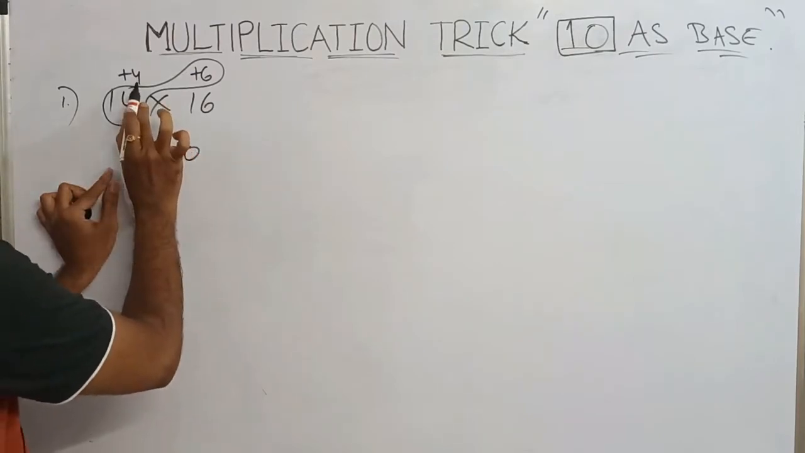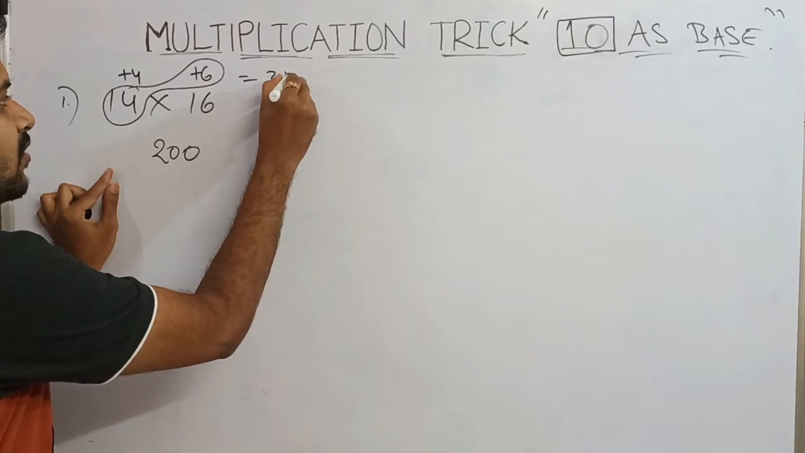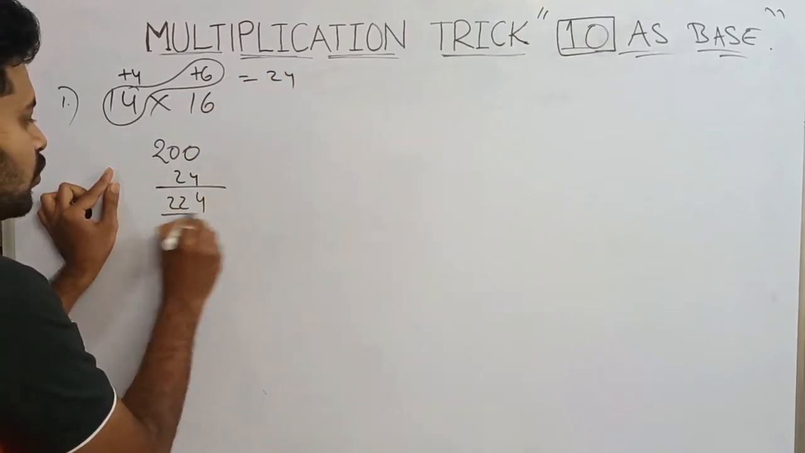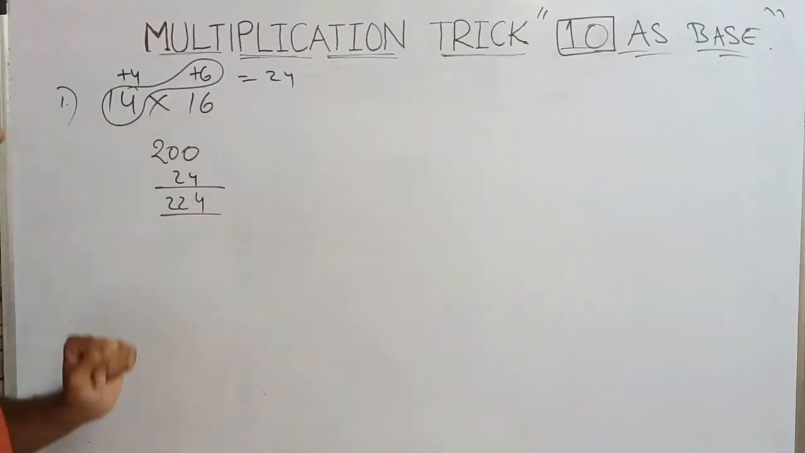One more thing you have to do: these numbers 4 and 6 are there, no? 6 fours are how much? 24. That 24 you keep here, 2 and 4. So the answer is 224. So 14 16s are 224.